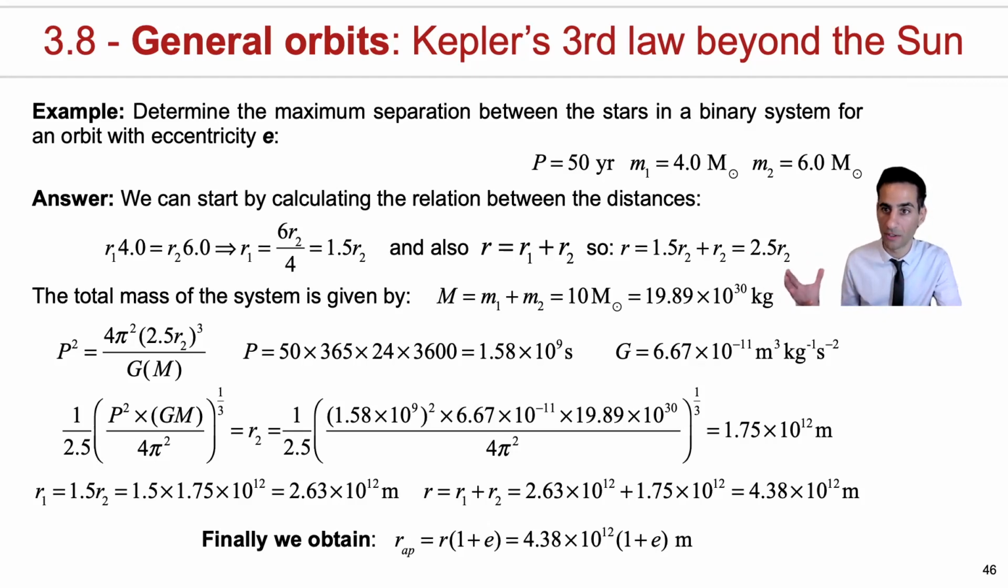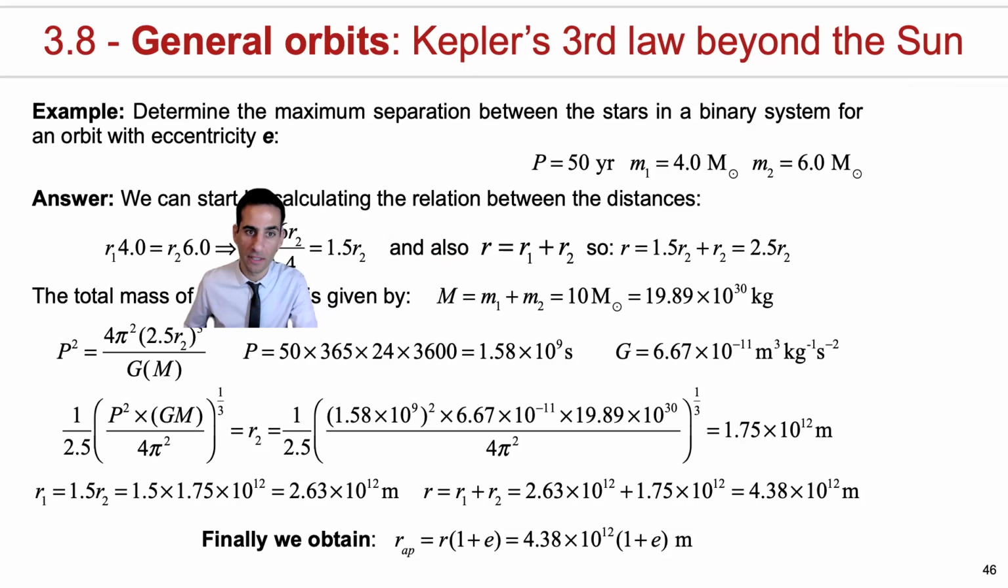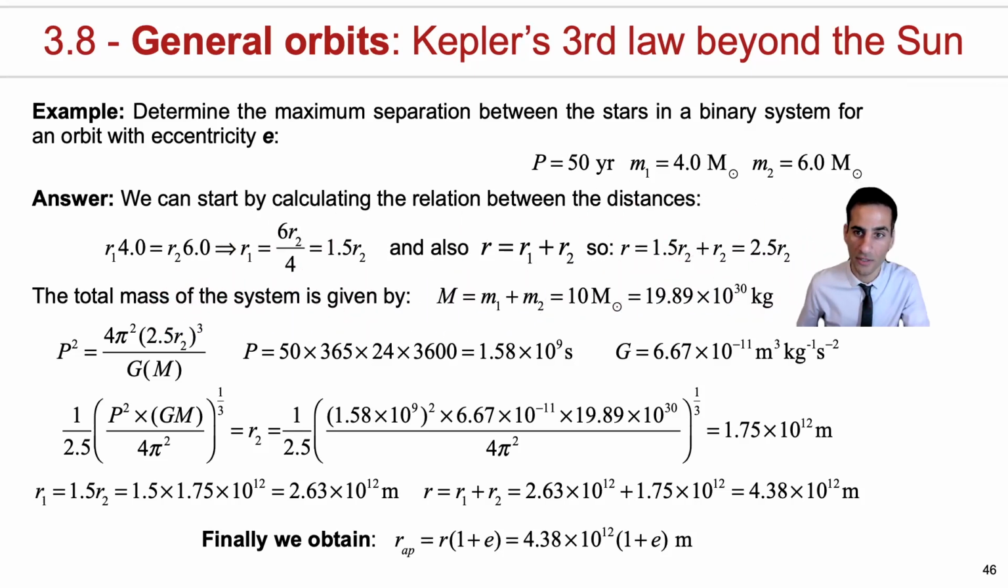So the first thing you should be doing is to write a statement that r1 times the mass of 1 equals r2 times the mass of 2. You've been using this for a lot of modules so far. This will allow you to simplify the problem. And in this case, I've chosen to write r as a function of just r2, but there's nothing special with it. You also need to calculate the total mass of the system, which will be just the sum of m1 and m2. This will be 10 solar masses, which in kilograms will give you this.